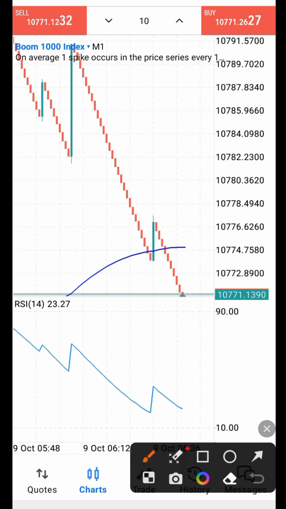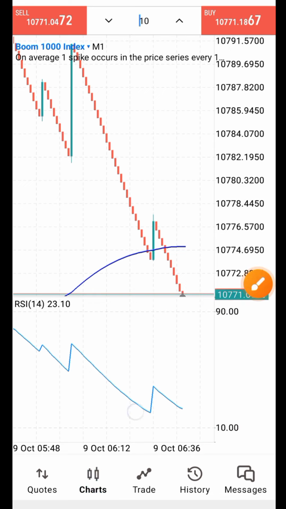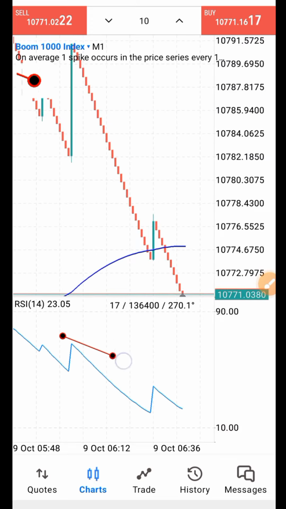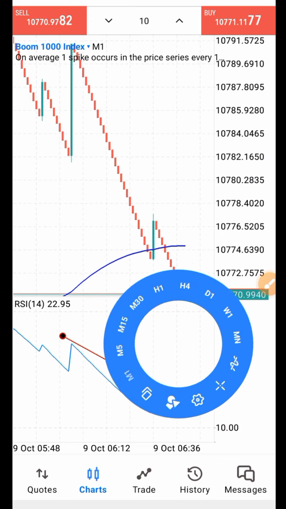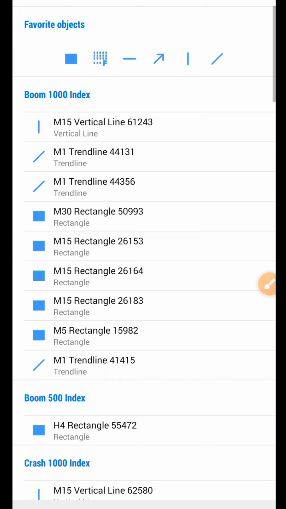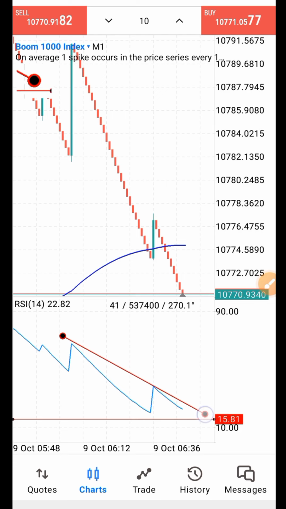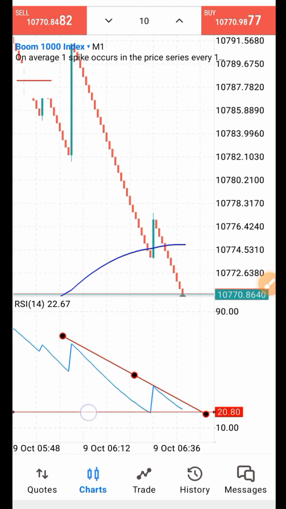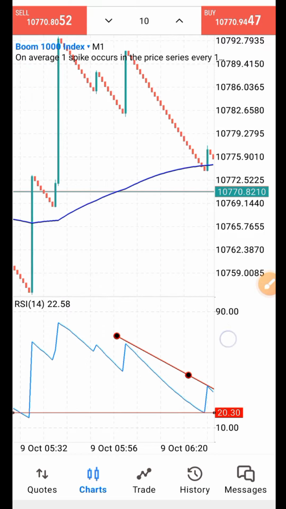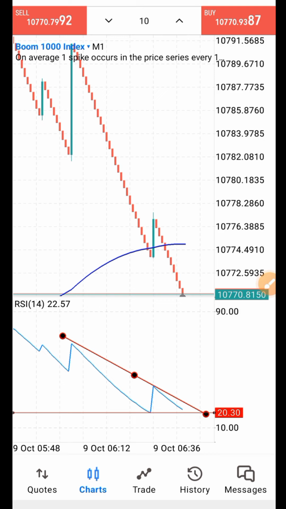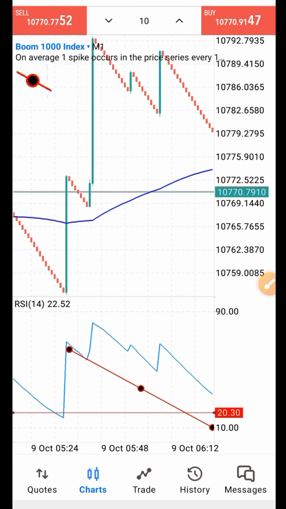The strategy is coming up on this Boom 1000. We have seen a trend here now. So patiently wait for this to break. Once we see the breakout, we sell immediately. But I'm not waiting for this because I'm closing the video soon.